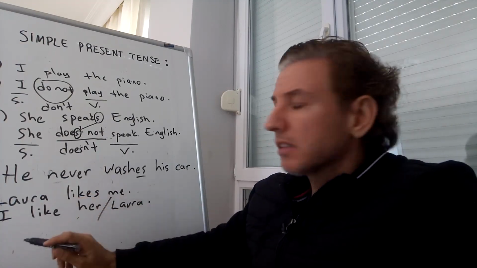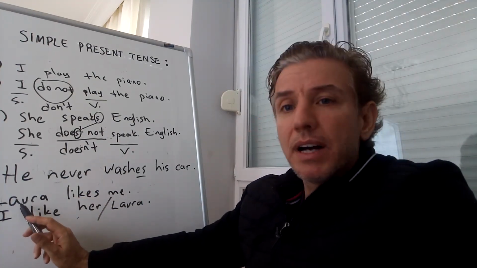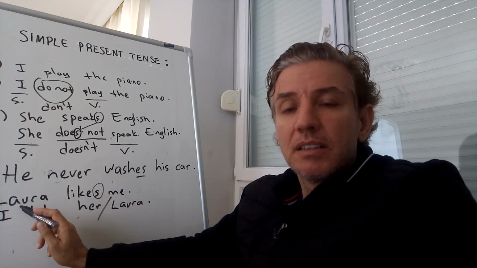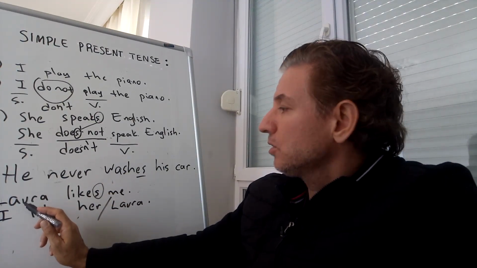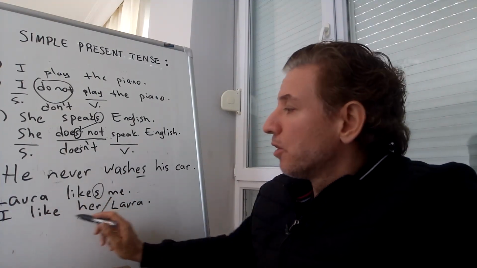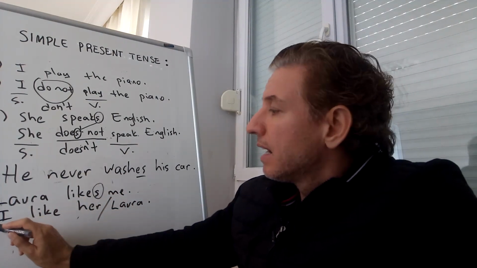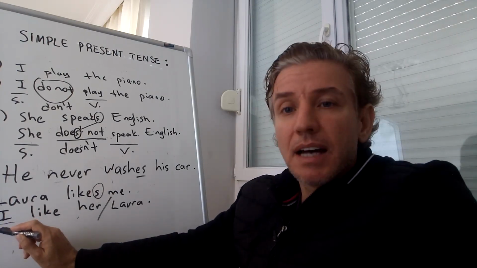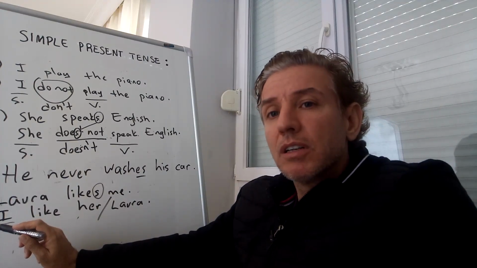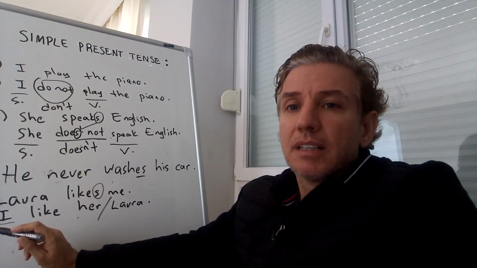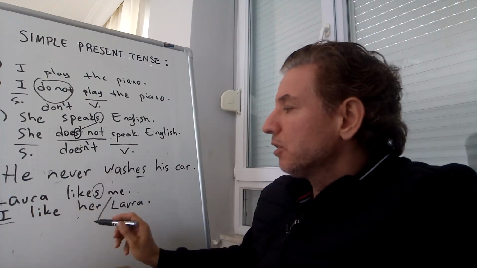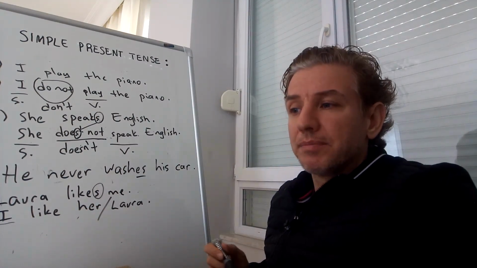You see the difference? When I say Laura, I use s here because the subject is she. So she likes me, or Laura likes me. But I like her, not s here, because I am the subject and with subject I we don't use s. Only with he, she, it as the subject we use s. So I don't use s here. I like her, or I like Laura.